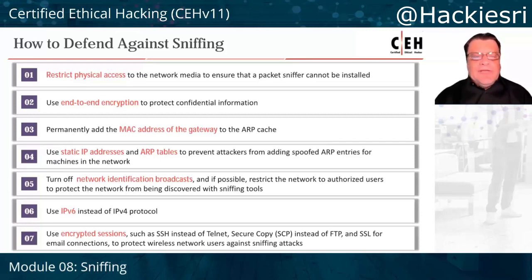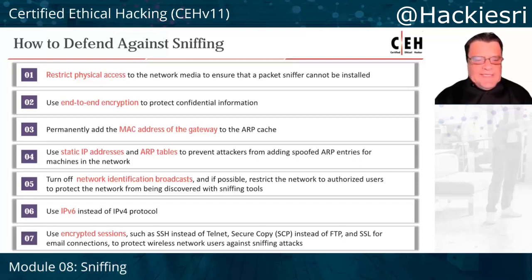You could use end-to-end encryption to protect confidential information. This is becoming increasingly popular, by the way. You can permanently add the MAC address of the gateway to the ARP cache. You can use static IP addresses and ARP tables to prevent attackers from adding spoofed ARP entries for machines in the network. You can turn off network identification broadcast and, if possible, restrict the network to authorized users to protect the network from being discovered with sniffing tools.